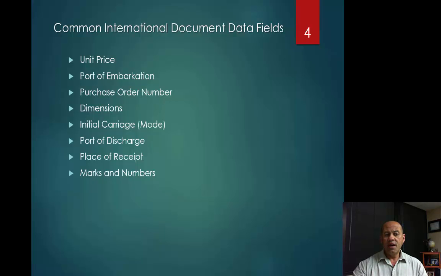The dimensions of the shipment, the length, the width, and the height. This is very important not only in determining the cube of the shipment, but determining the ease of handling or the ability of the goods to be handled on a particular carrier.